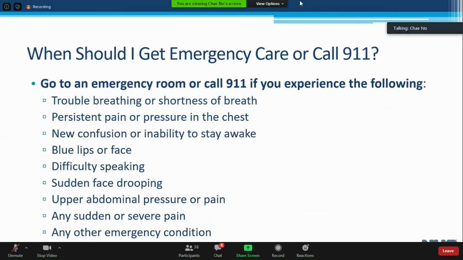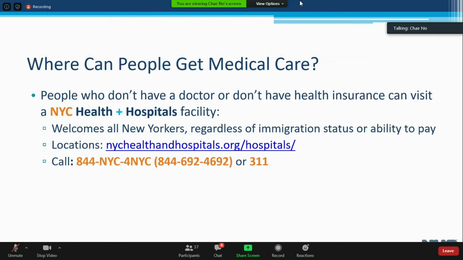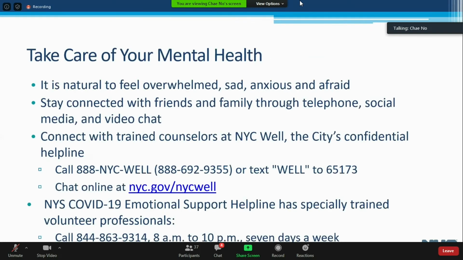Like I said before, if you're having the following symptoms, like shortness of breath, pressure in the chest, lethargy, so basically inability to stay awake, blue lips or face, difficulty speaking, sudden face drooping, upper abdominal pressure or pain, any sudden or severe pain or any other emergency condition, please seek care. And for people who don't have primary care doctors or have insurance, they can use New York City Health and Hospitals. They can call 311 or 844-692-4692.